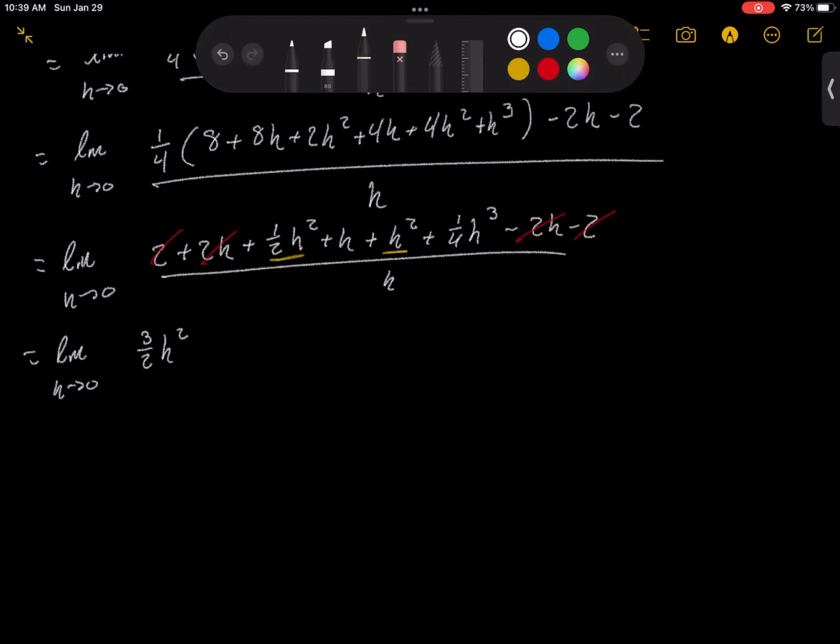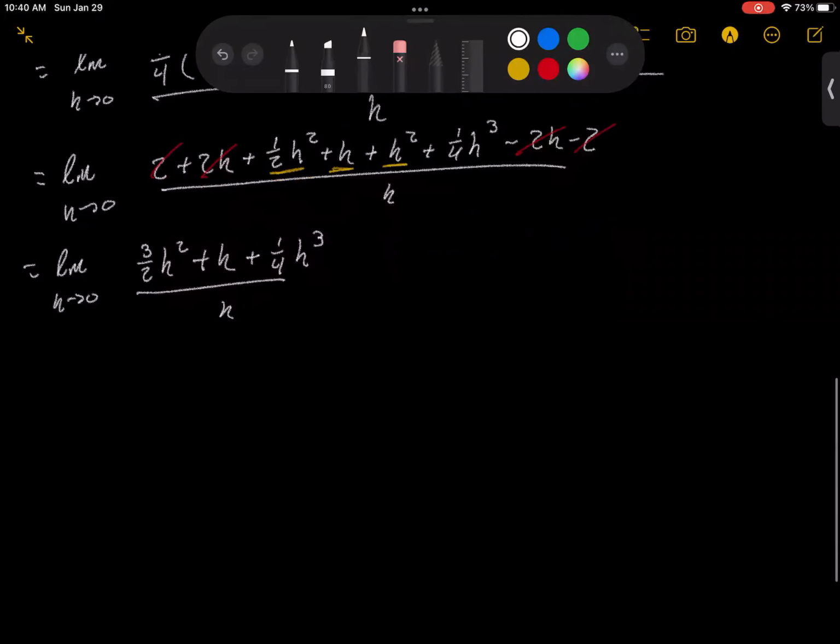How many h's do I have? Just one of them. So plus the h. And then how many h cubes do I have? 1/4 h cubed. Now I can take an h away from my numerator. That leaves me with 3/2 h plus 1 plus 1/4 h squared.